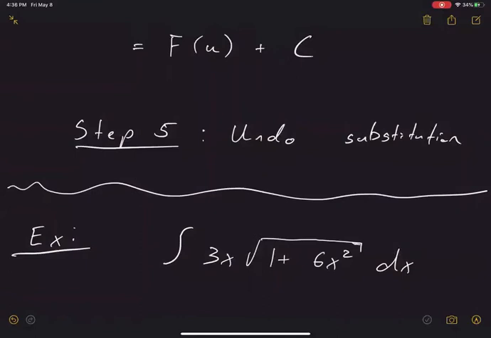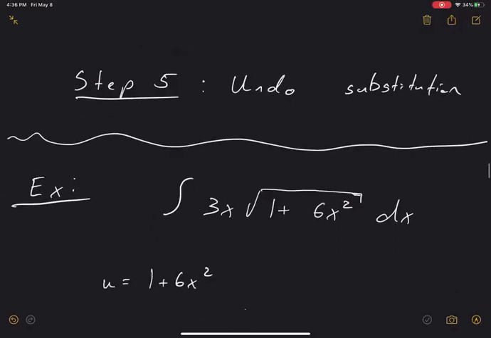So let's look at the indefinite integral of 3x times the square root of 1 plus 6x squared. The first thing to do is identify our substitution. Where's my nested function? Where's the one function inside the other? Well, that would be here, right? My f would be square root, and my g would be 1 plus 6x squared. So I want my substitution to be u equals g of x, so I want u equal to 1 plus 6x squared. That's my substitution.